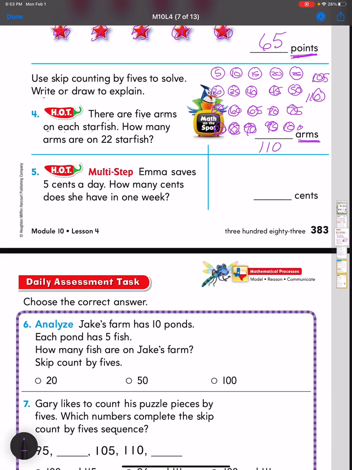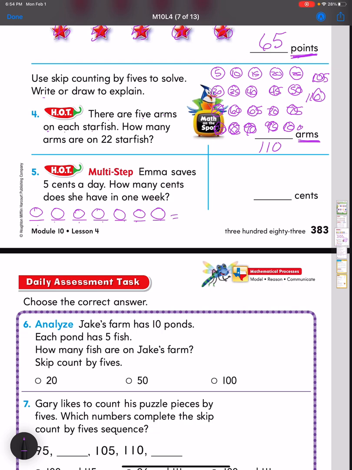Okay, in our next one, Emma saves 5 cents a day. How many cents does she have in 1 week? So before we can count by fives, we need to know how many days are in a week. Well, Sunday, Monday, Tuesday, Wednesday, Thursday, Friday, Saturday. There's 1, 2, 3, 4, 5, 6, 7 days in a week. And she earns 5 cents, that's a nickel, every day. She saves it. How much will she have in the end?